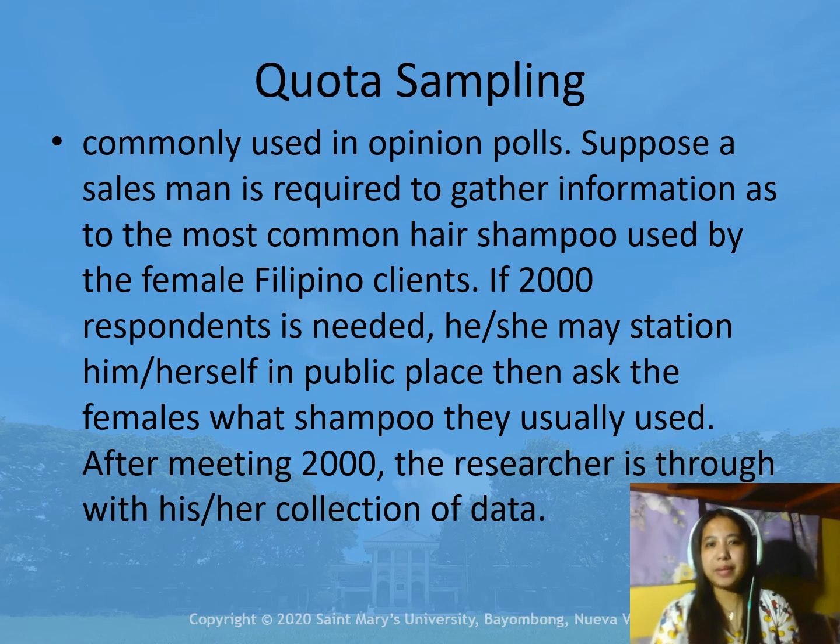Quota sampling is commonly used in opinion polls. Suppose a salesman is required to gather information on the most commonly used shampoo, then he or she must only consider the first 200 respondents if the quota is 200. And after meeting that quota, he or she doesn't need the other respondents anymore.